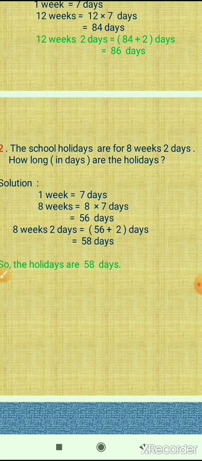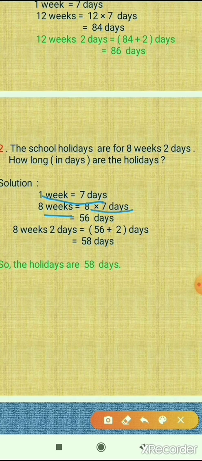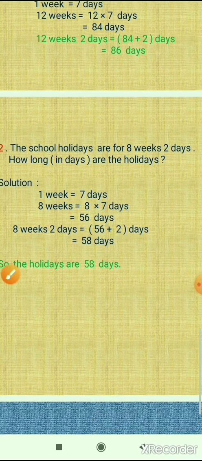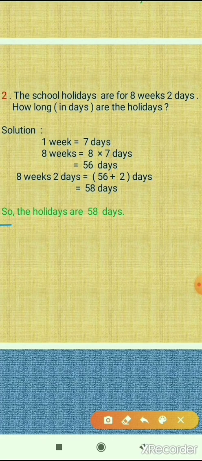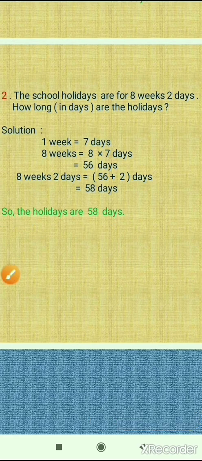How to convert? We have just learned. Okay, so see its solution. 1 week is equal to 7 days. So 8 weeks is equal to 8 multiplied by 7. 8 sevens are 56 days. So 8 weeks 2 days is equal to, 8 weeks means 56 days, to that we add 2. 56 plus 2, 58 days. Here it asks how long in days are the holidays. So what will be the answer? The holidays are 58 days. So you understood how to solve the examples given in exercise 6. Okay, bye-bye. Thank you.